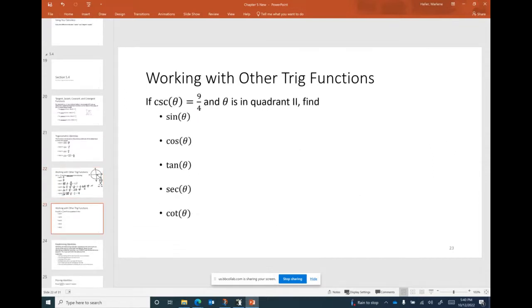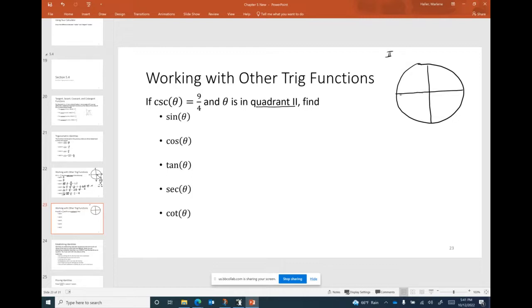All right, let's look at another example here. In this one, let's say we know that the cosecant of angle theta is 9/4, and that angle is in quadrant 2. Always, always draw yourself a sketch. Let's see what that looks like. There's a unit circle sitting on the origin. Quadrant 1 is here. Quadrant 2 is over here.